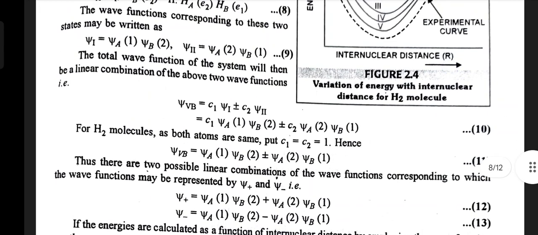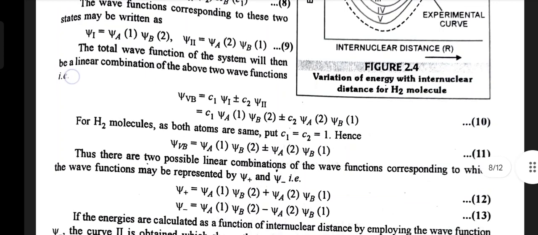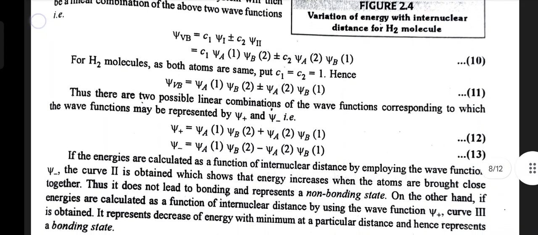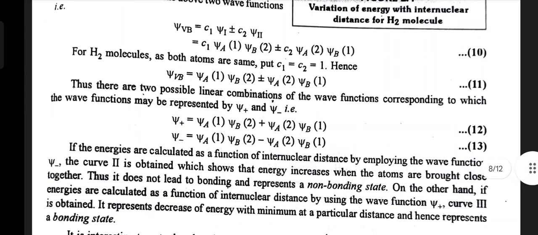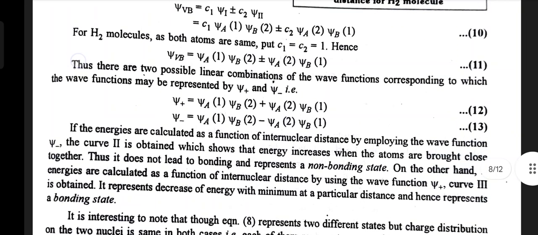For the H2 molecule, as both atoms are the same, put C1 equal to C2 equal to 1. Hence, psi VB equals psi A(1) psi B(2) plus or minus psi A(2) psi B(1). This is the 11th equation. There are two possible linear combinations of the wave function, which may be represented by psi positive and psi negative, that is in the 12th and 13th equations.